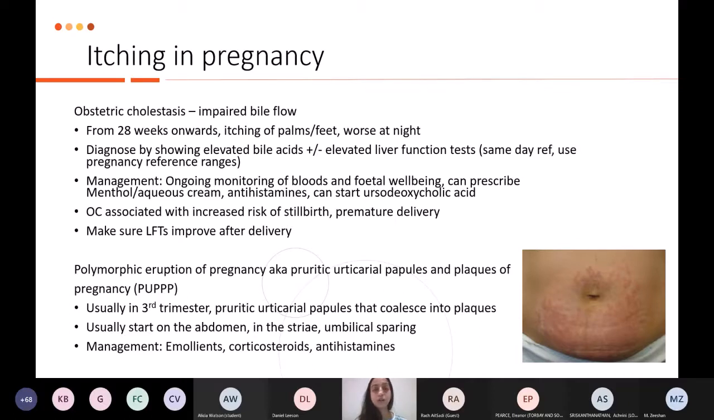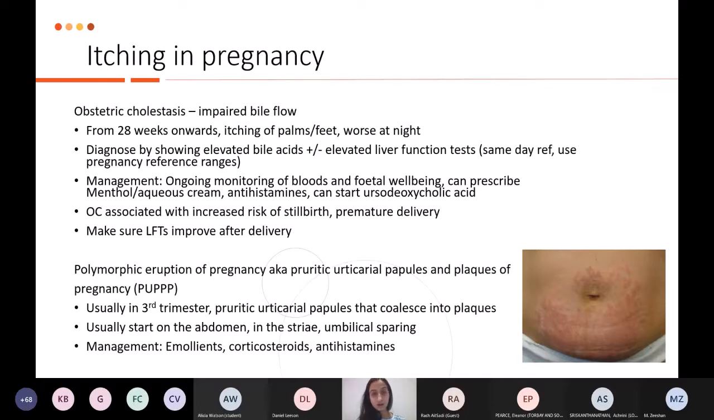So one of the most common ones that women turn up with is a condition that we call PUPPP. That's polymorphic eruption of pregnancy, or pruritic urticarial papules and plaques of pregnancy. It usually presents later in pregnancy, so in the 3rd trimester, and it presents with itchy urticarial papules that then coalesce into these kind of bigger plaques that you can see on this picture. It usually starts on the abdomen, and you usually notice that it happens in the stretch marks around where the belly is getting stretched. And often one of the common signs of PUPPP that differentiates it from other rashes is that you usually get umbilical sparing.